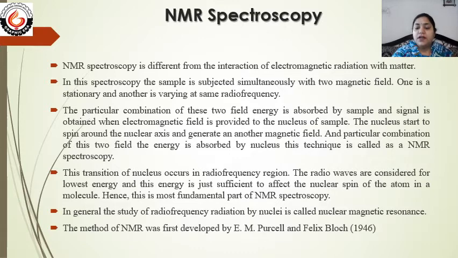Radio waves are considered to have the lowest energy. They have the lowest energy as compared to IR and UV, and they affect the nuclear spin in the atom. In general, the absorption of radio frequency radiation by a nucleus is called nuclear magnetic resonance. The method of NMR was first developed by E. M. Purcell and Felix Bloch. So, let's start NMR spectroscopy in detail.